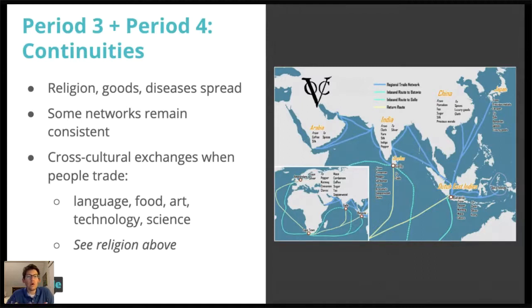And of course, cross-cultural exchanges happen when people trade, right? Language moving, food, art, science, tech, religion, which we've already talked about, but it's definitely worth talking about over and over again. These are continuities that we find across both of these: the continued spread of these aspects of our cultures.